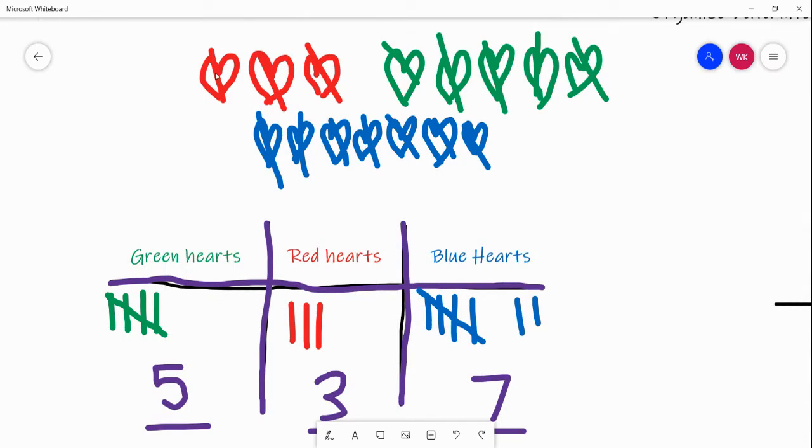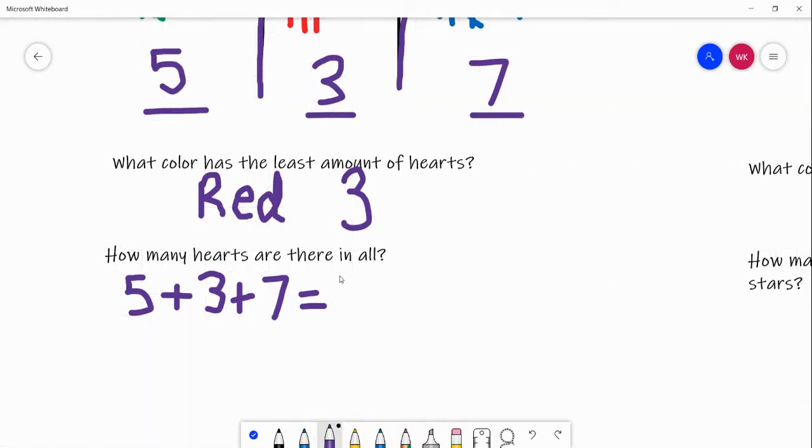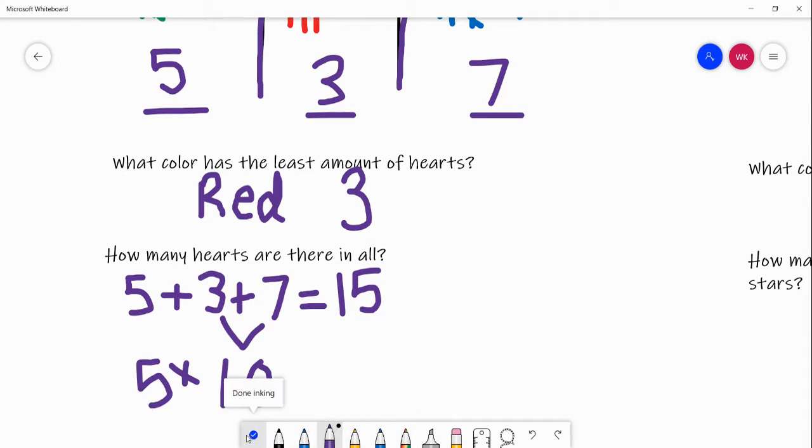And I'm going to count all of the hearts. So we're going to go 1, 2, 3, 4, 5, 6, 7, 8. And then we're right here, 9, 10, 11, 12, 13, 14, 15. And if you added up 5 plus 3 plus 7, you would also get 15. So that is our answer. There are 15 hearts in all because 7 plus 3 equals 10, and you add 5 more, and 5 plus 10 equals 15. So there are 15 hearts in all. All right, I'm going to do this next one with you guys too.